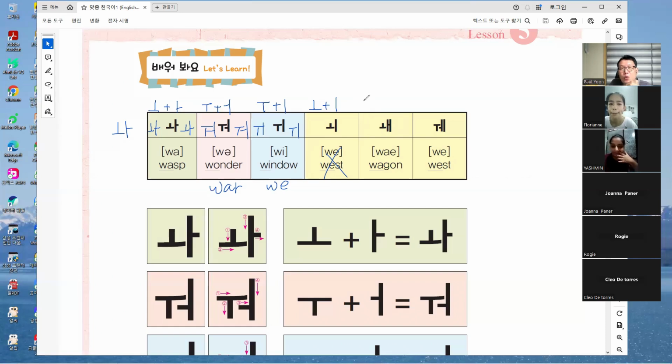Because it's comparing these vowels. So O plus A. O A. This one is wa. No, more bigger. Wa. This one, but this one is smaller. Smaller. We. Okay. So, wagon like this. One, two, three. We. Where? It's like why? Yeah, you already know where.